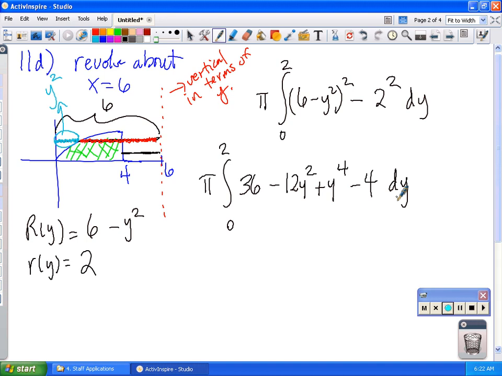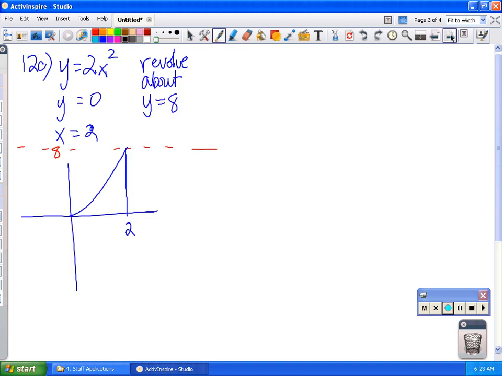Again, the reason I'm doing these videos mainly is to help you to figure out the length of that radius, because that can be the challenging part of these problems when we're revolving around an axis other than x or y. All right, let's take a look at number 12C.